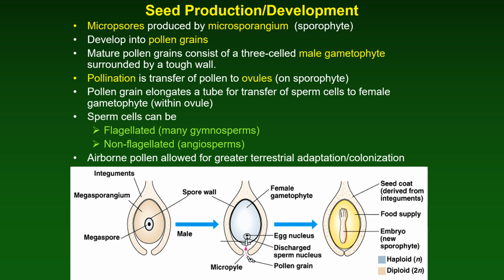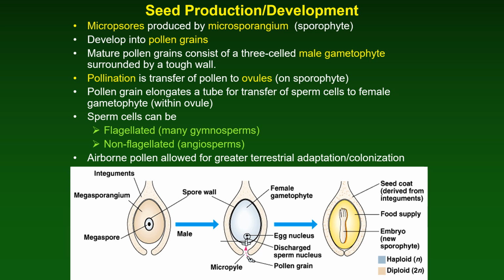The airborne pollen allowed for greater spreading of the microspores, and allowed plants to spread and colonize lots of new environments. So down the bottom there, you can see there's a structure known as a megasporangium. We're not going to worry too much about that, but that's the female sporangium that makes the big female spores.